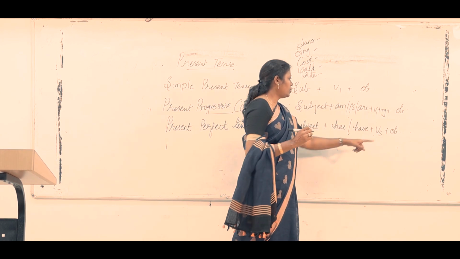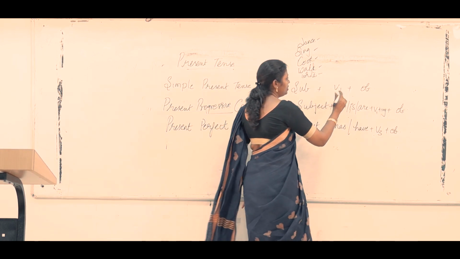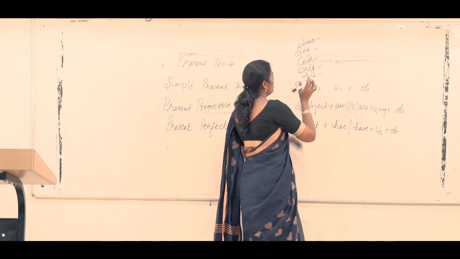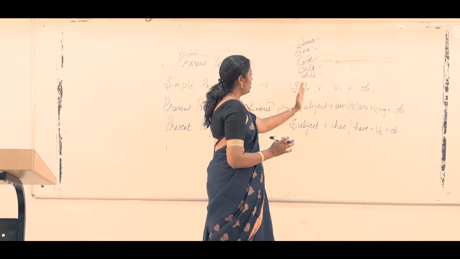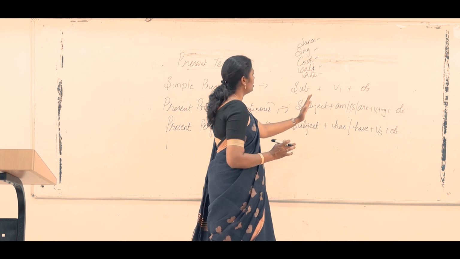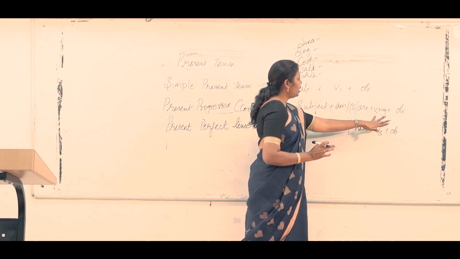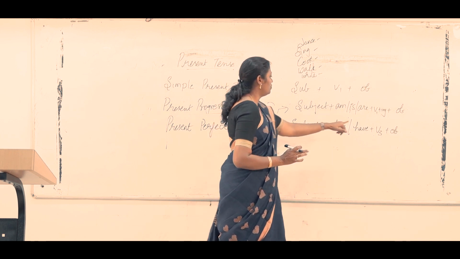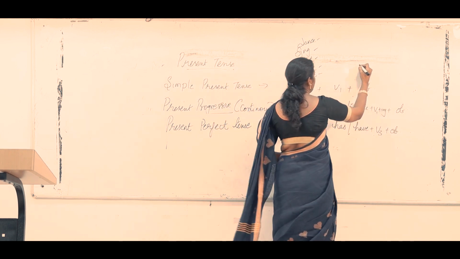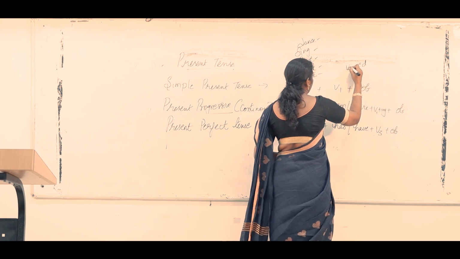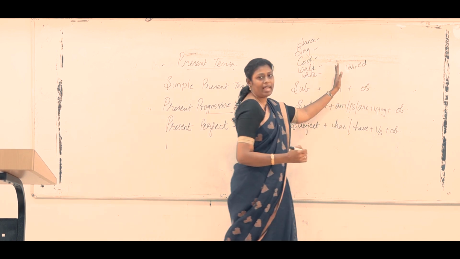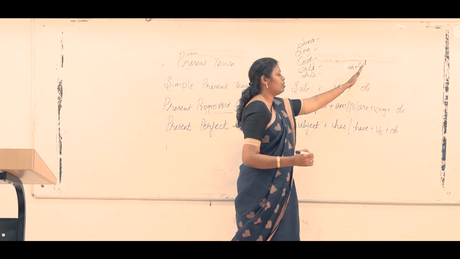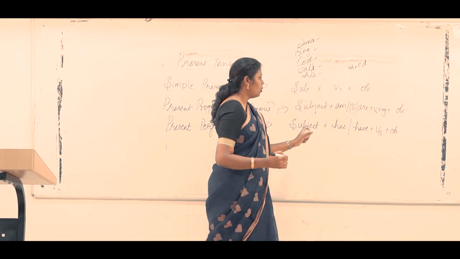Okay, so what is V3 form? It's nothing but, here we have seen V1. V1 is the root word, and whenever we are using continuous tense, we have to use verb plus ing form. When we come to the perfect tense or the V3 form, it is verb plus ed. So it can be ed, or it can be en, or it can be nt, based on the word.